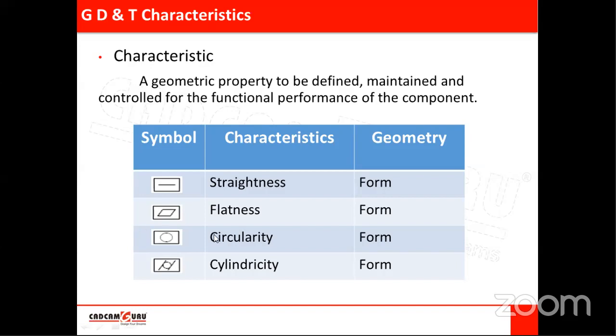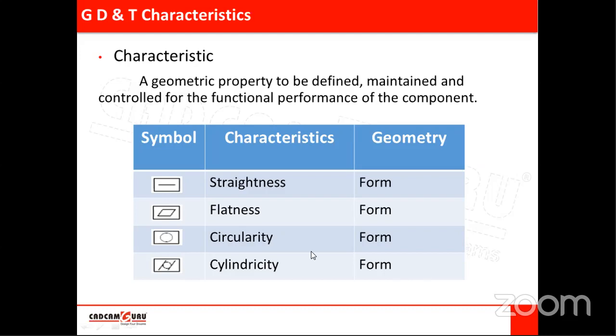Similarly, circularity. Circularity is applied for thin rings or for cylindrical components having very short functional length. We also apply circularity for conical components, meaning we just measure circularity at a particular section for conical components. One more thing is we can apply circularity for profiled components, meaning a circular component whose diameter is varying.